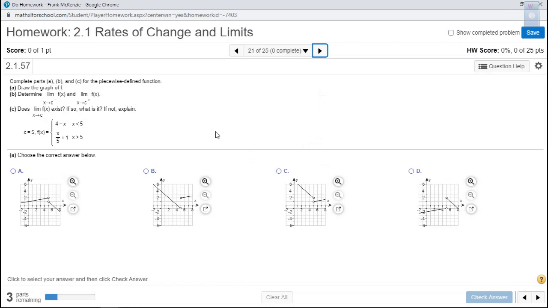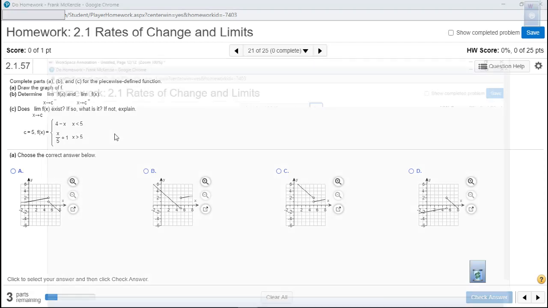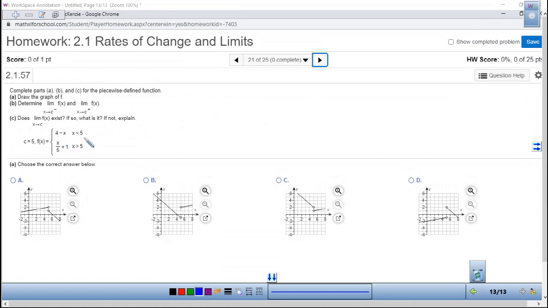All right, this one is fun. You need to know how to do a piecewise function. So we're going to draw the graph of f, well, we're not even drawing it, we're just going to go along here with this. But you need to make sure that you know what a piecewise function is. A piecewise function is simply a function that is defined in pieces.